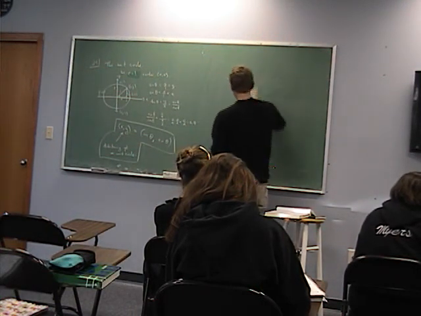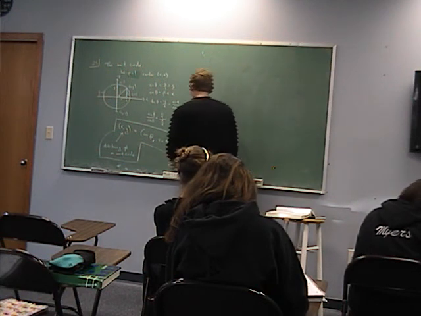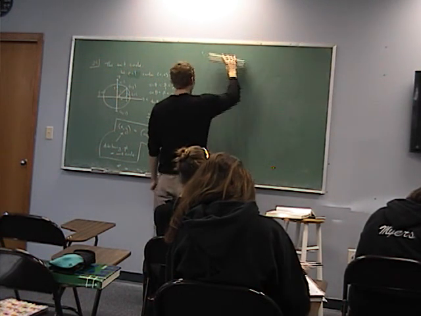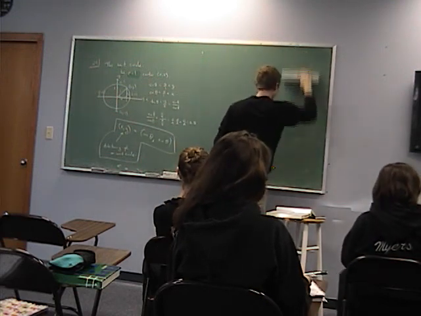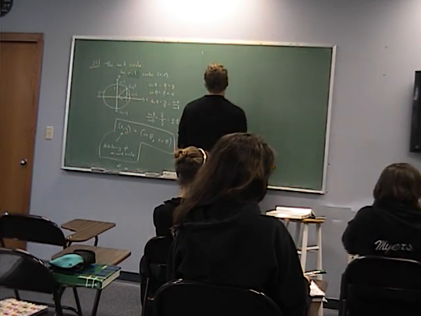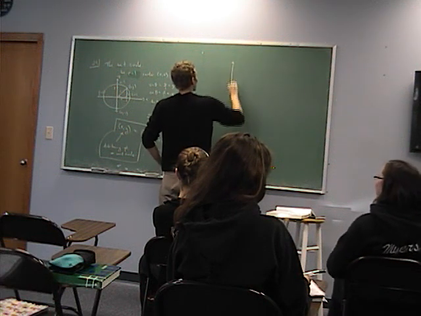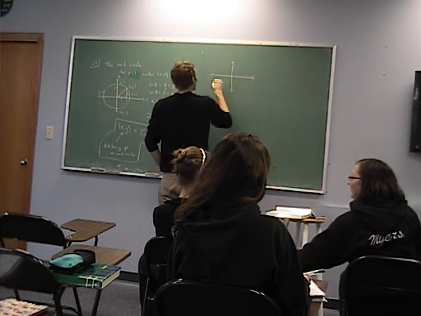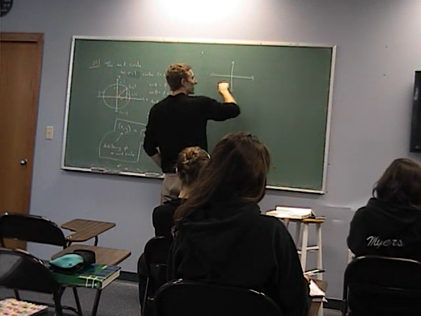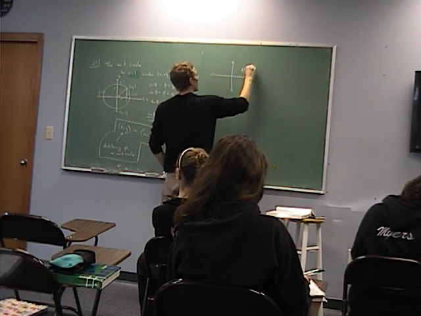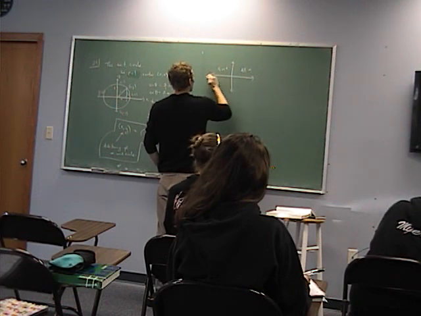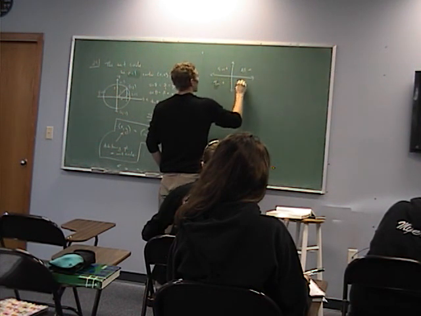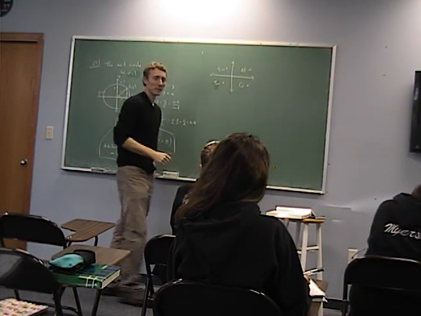Now, think about what we just learned yesterday. We learned that when you go quadrant by quadrant, all of them are positive in the first quadrant. In the second, only sine is positive. In the fourth, only cosine is positive. Did you guys come up with a better acronym?